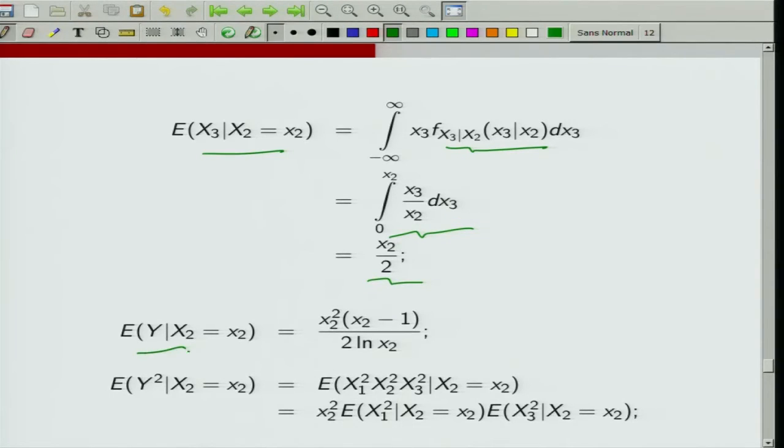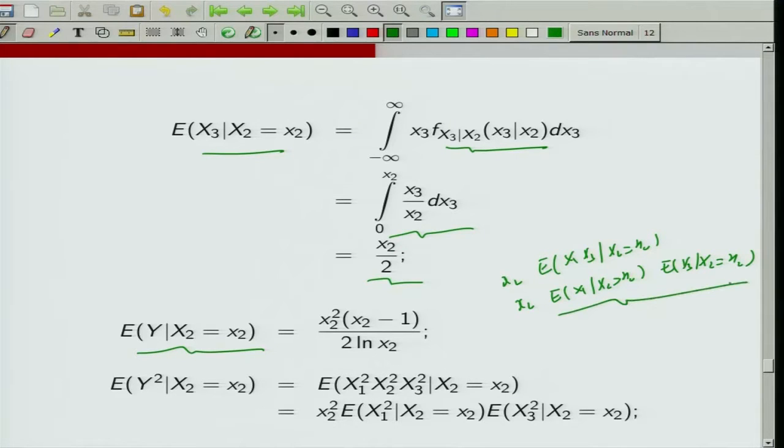So, E[Y | X2 = x2], which was x2 times E[X1 X3 | X2 = x2], is the same as x2 times E[X1 | X2 = x2] into E[X3 | X2 = x2]. These two quantities you have already found, x2 is already there. So, you get finally this quantity.